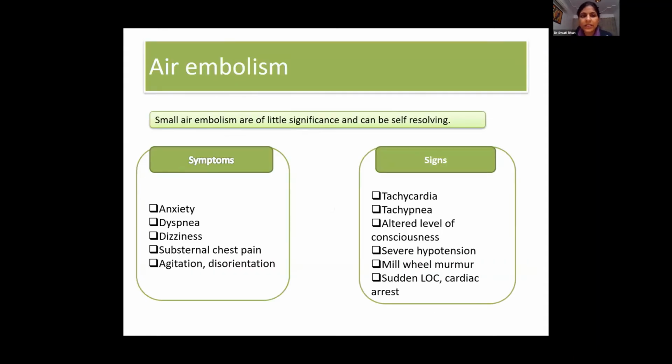Coming over to air embolism, small air embolisms might happen, but they are of little significance and can be self-resolving. However, a large air embolism can occur, and we can see how to detect this. The patients might present with anxiety, dyspnea, dizziness, substernal chest pain, agitation or disorientation. The signs to look for in air embolism include tachycardia, tachypnea, altered level of consciousness, and severe hypotension. A mill-wheel murmur is very characteristic of air embolism. There can be sudden loss of consciousness or cardiac arrest if the air embolism is too big.